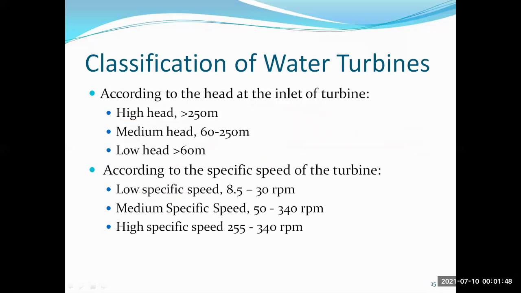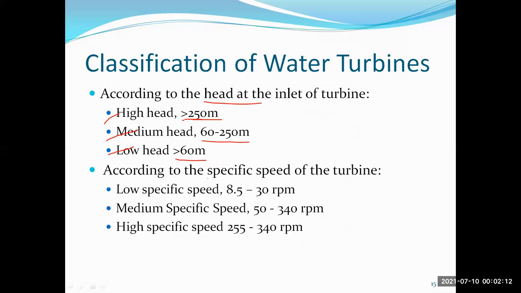And the next classification is based on the head. If the head available at the inlet is greater than 250 meter, it is called high head. If it is 60 to 250 meter, it is called medium head. If the head is less than 60 meter at the inlet, it is called a low head turbine.